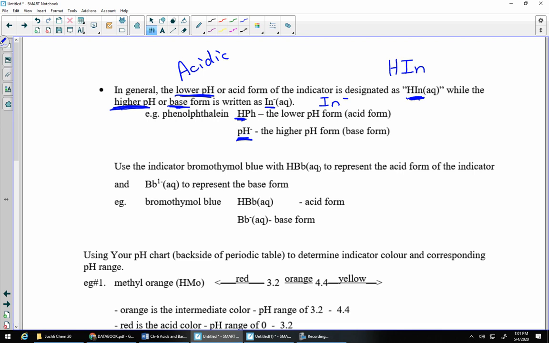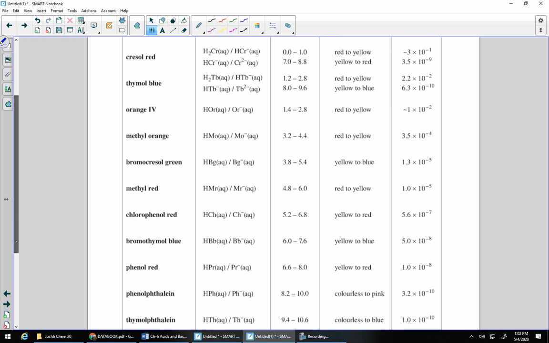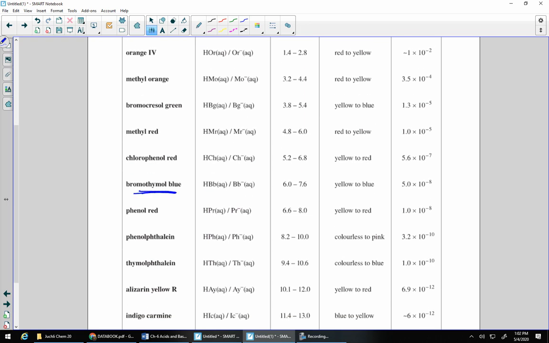Cool. So we're going to use the indicator bromothymol blue to start things off, and we're going to represent it in both its acidic form and its basic form. If we find this in our data booklet, we're looking for bromothymol blue. There it is. In its acidic form, it's HBB. Sorry, I said that wrong the first time. In its more basic form, it's BB negative. I know that it's basic because it's got the negative symbol. Perfect.